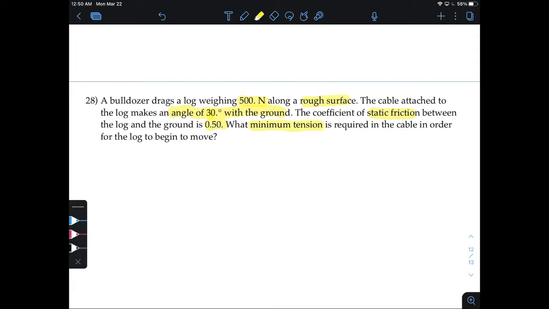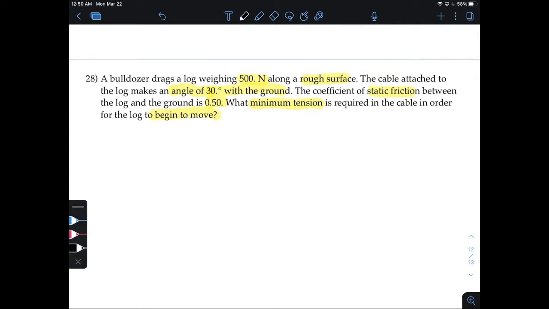In order for the log to begin to move, essentially what we want is that we're right at the cusp. We essentially want a scenario in which f sub x is just going to be greater than 0. It's just the conditions that make it work. So that's what we want.